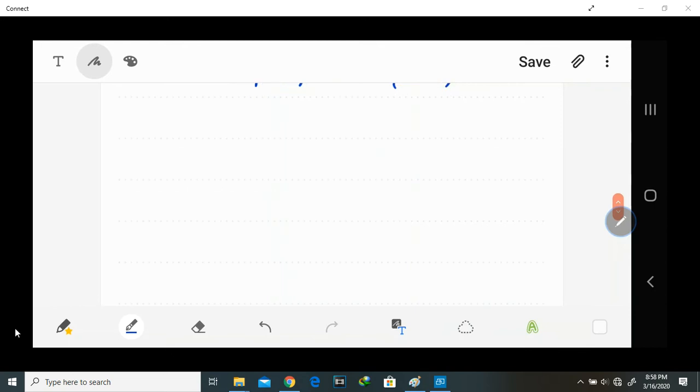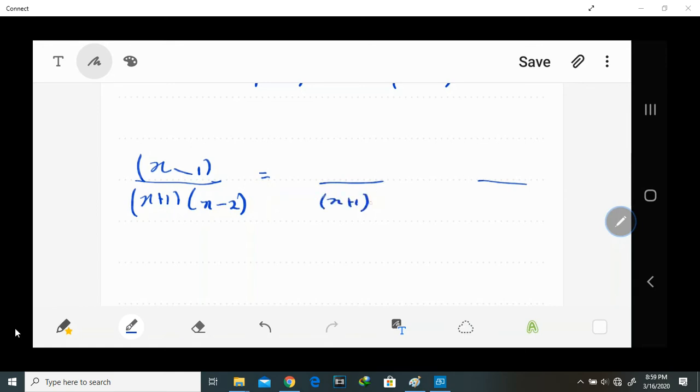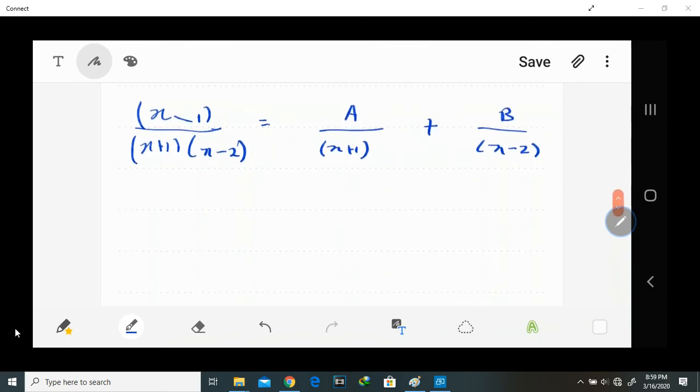So let's try another example. x minus 1 over x plus 1 times x minus 2. In this one we will break the denominator as x plus 1, and we write the factors separately. Here too A and B, like I told you, the same thing applies. So when you take x plus 1 and x minus 2 as the common denominator, you get this expression.